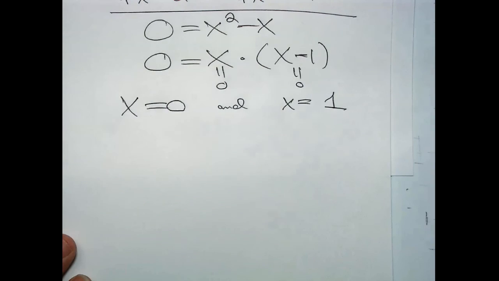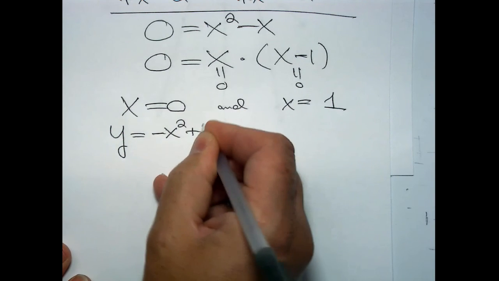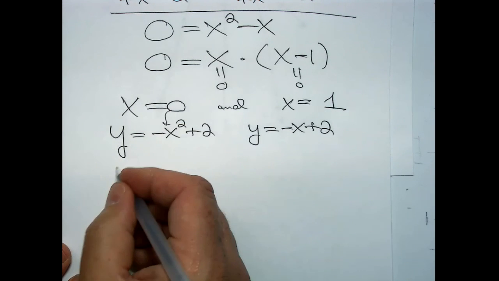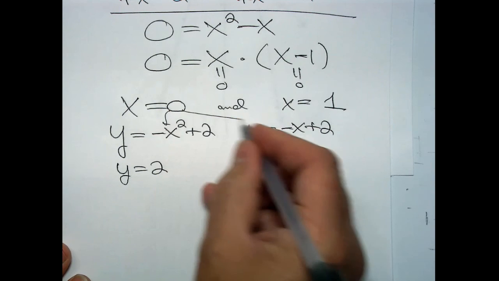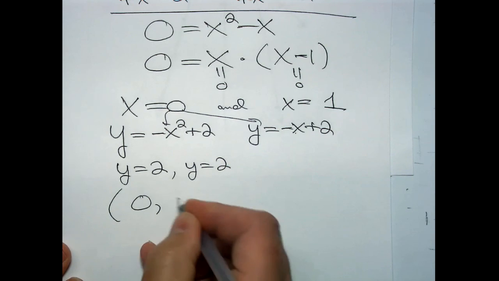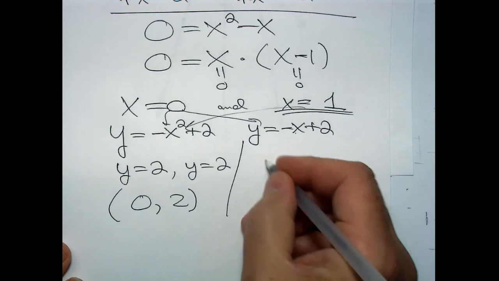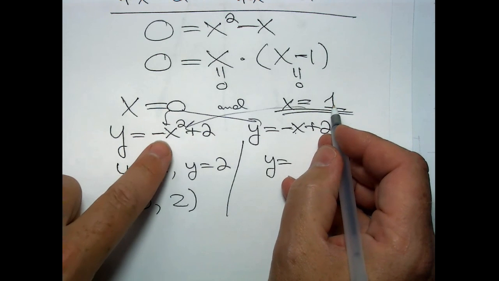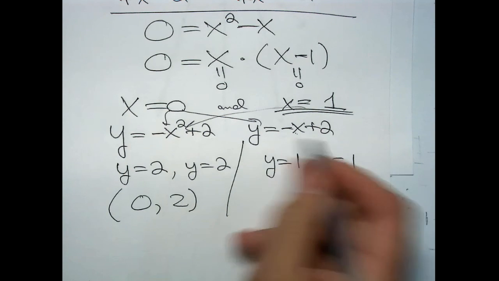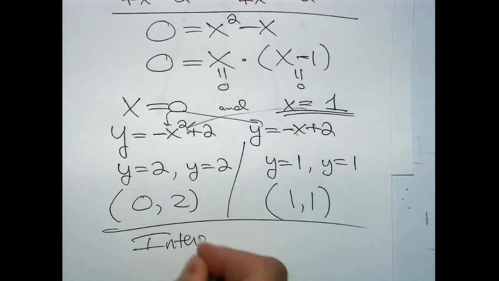But what about the y values? Well, the y values are supposed to match, so actually, I don't care which function you use. They both better give the same y value. So for x equals 0, we get y equals 2, or we get y equals 2. So the intersection point is 0, 2. For x equals 1, if you plug that in over here, you get y equals 2 minus 1 is 1. And if you put it in here, 2 minus 1 is 1. So you can use both of them just to check, but they better be the same. And there they are. Intersection points.